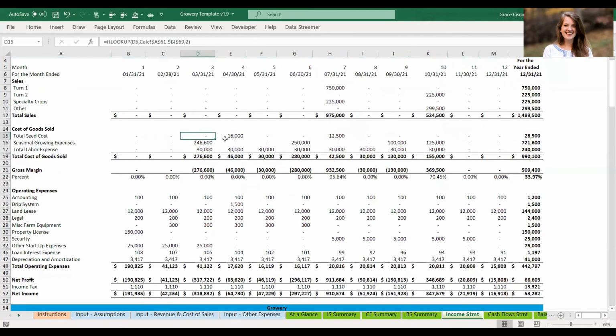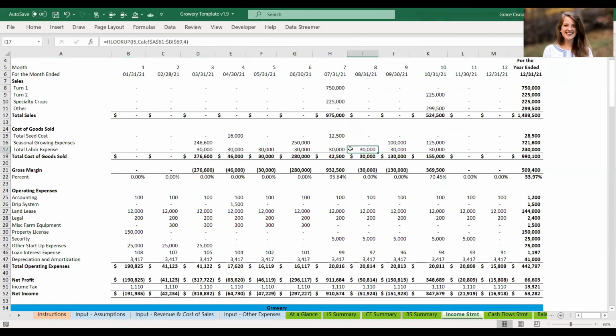We've got our growing expenses here. So the seed cost was happening. We planted some in April and some in July. We had those growing expenses month 3, month 6, month 9, and 10. All those growing expenses are showing up here in their proper month. And then that labor expense all happening in the middle of the year, like we talked about.